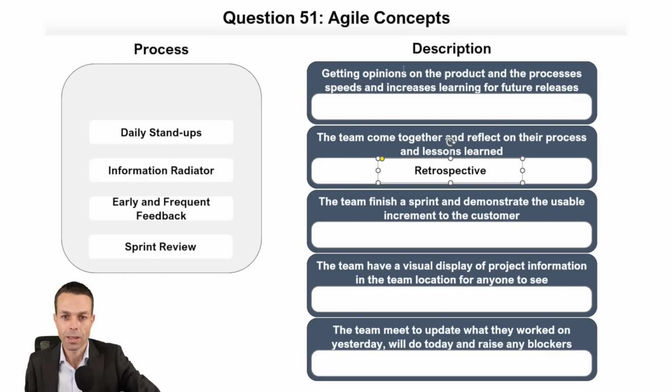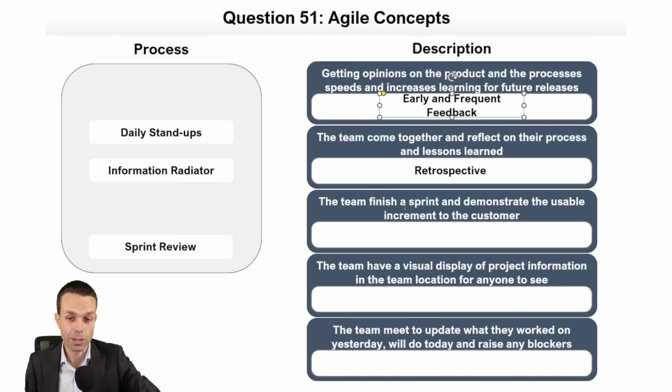So what's this one? Opinions on the product. That's going to be, maybe early and frequent feedback. We'll see if any other ones fit the bill just in case. The team finish a sprint. That sounds like a sprint review. They demonstrate the usable increment to the customer. That's going to be our sprint review.